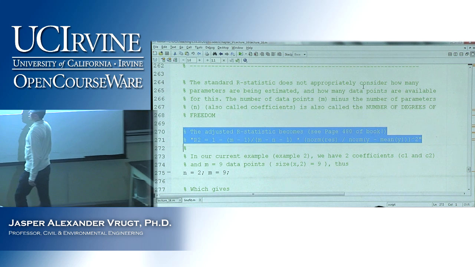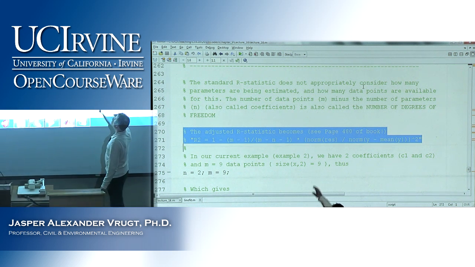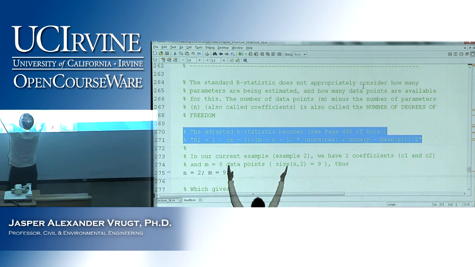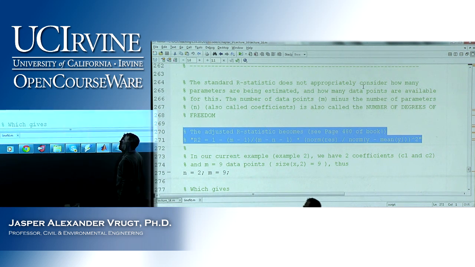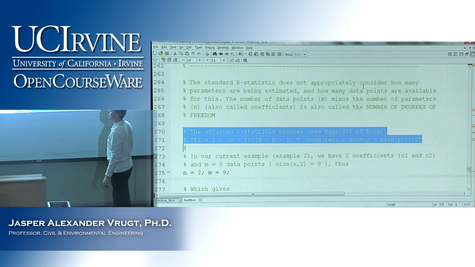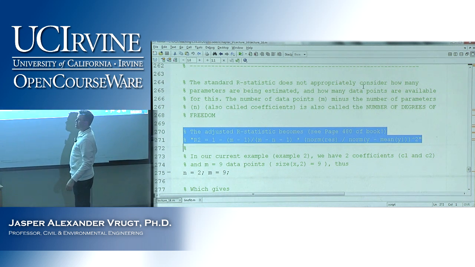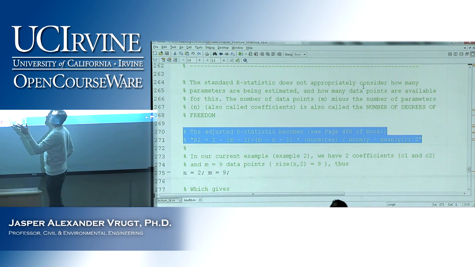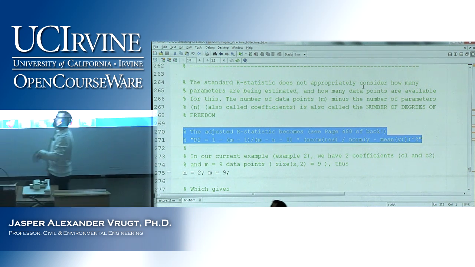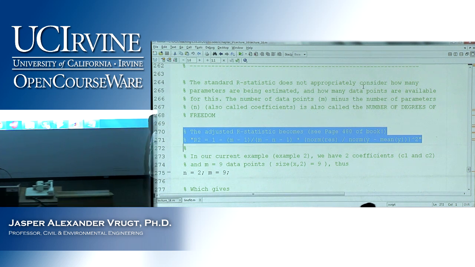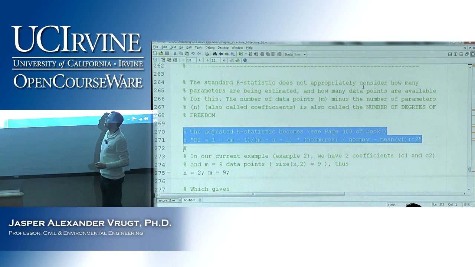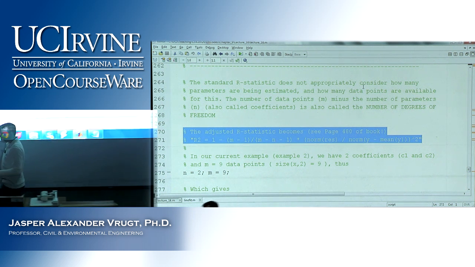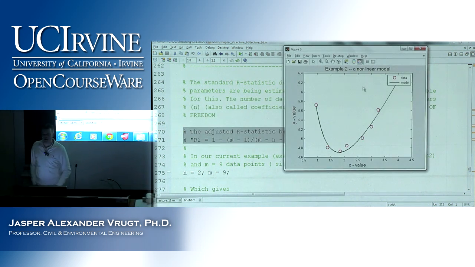And that is 1 minus, this is still the same, this part, but we multiply that with something else that says m minus 1. M is the number of data points. So in this case m minus 1 is 8 because we had 9 data points. 9 minus 1 is 8 divided by m, 9, minus n, and n is the number of coefficients in your model. Minus 1.